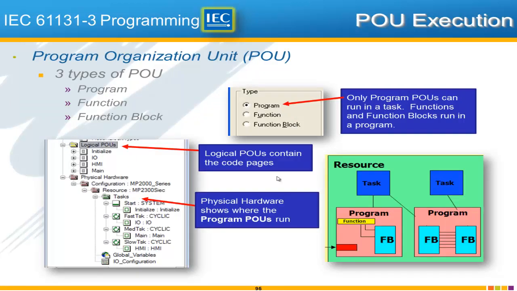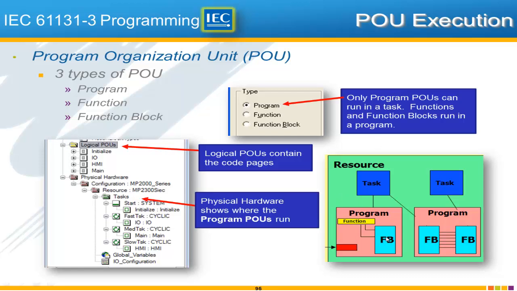And finally, I would like to emphasize there are three types of POU: the program, the function, and the function block. And only the program POUs run in a task. As it says here, functions and function blocks run in the program. And that's indicated here in this diagram. The program contains the functions and function blocks. That is the functions and function blocks of IEC 61131, such as the counter that we're using, and also any custom functions or function blocks.